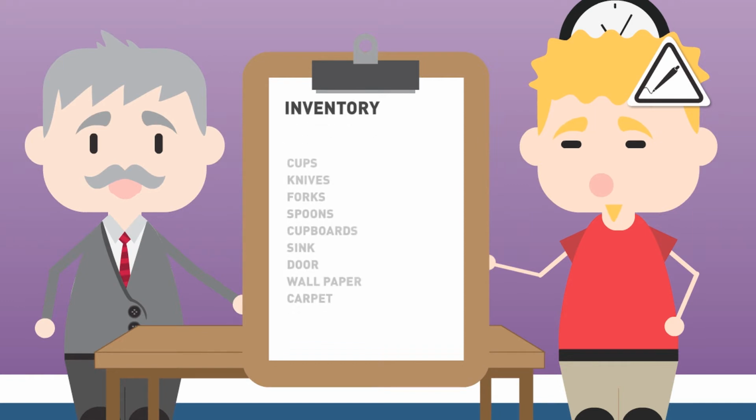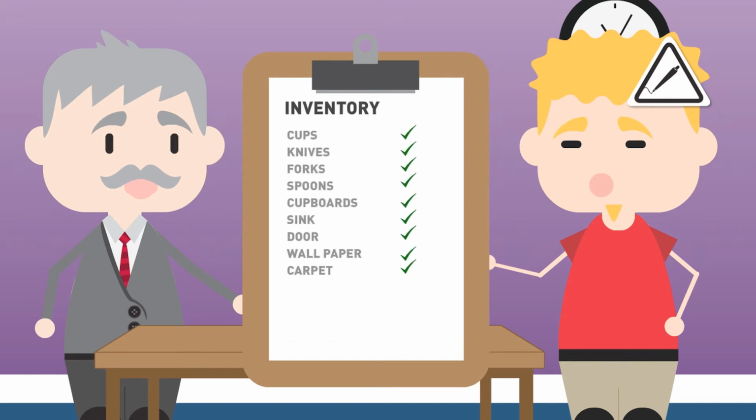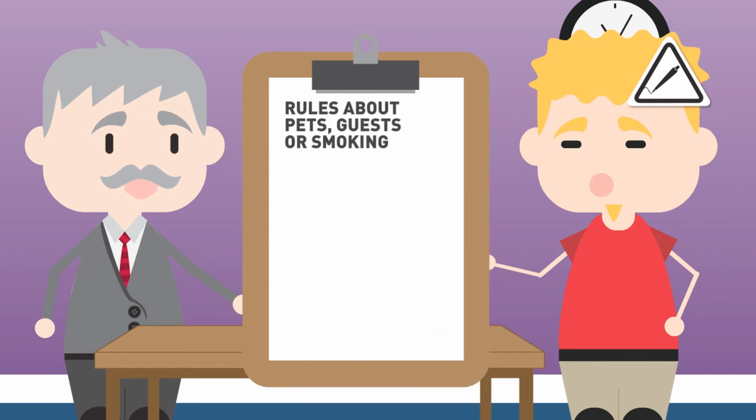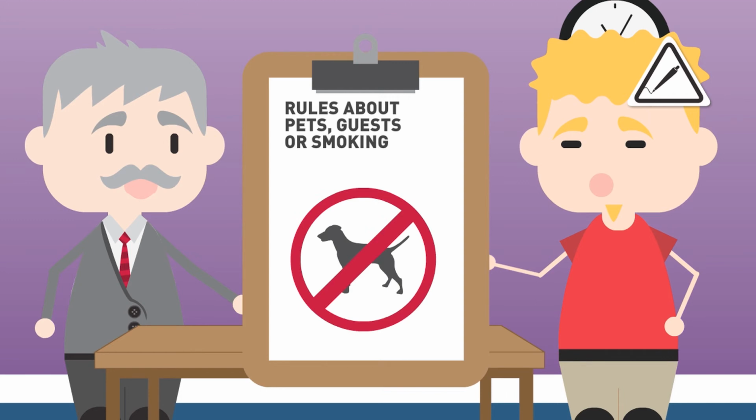Most tenancy agreements will also include an inventory listing all the items that are contained within the house, from cutlery to items of furniture. Finally, whether there are any other rules about pets, guests, or smoking, for example.